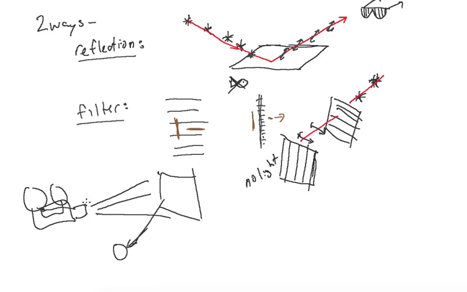Well, if we put a little LCD filter in front of this, what you do is you make every other frame of the movie different. One frame is what you want your left eye to see, the next frame is what you want the right eye to see. And then every time it's a frame where you want the left eye to see, it polarizes one way.